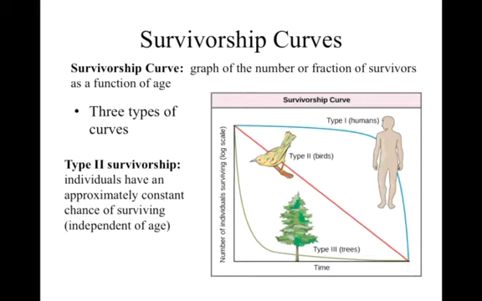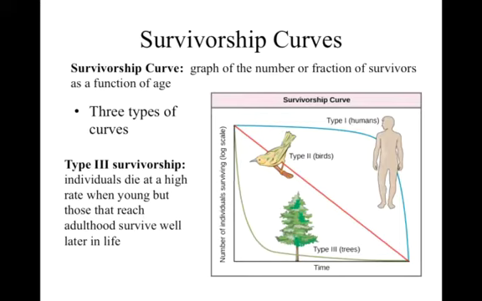With a type 2 survivorship curve, individuals have an approximately constant chance of surviving independent of age. So a 2-year-old might have a 50% chance of surviving, a 5-year-old has a 50% chance of surviving, and a 20-year-old has a 50% chance of surviving. This is typical in birds, not all birds, but it's typical in birds. And that leads to a straight line survivorship curve.